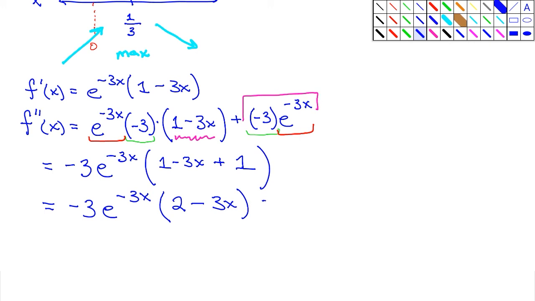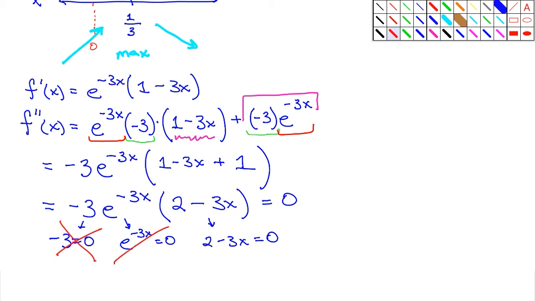Let's set that equal to 0 and solve for x. So the first term is negative 3 equals 0. That's no good. Then we have e to the negative 3x is equal to 0. And we have 2 minus 3x is equal to 0. So nothing from the first, nothing from the second, but we do get x is equal to 2/3.